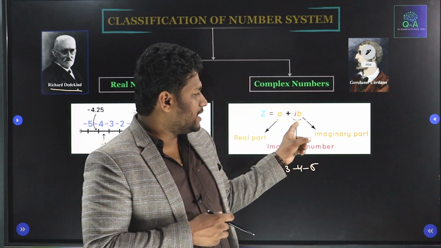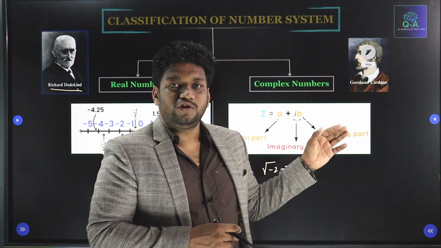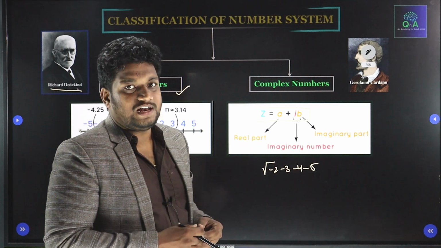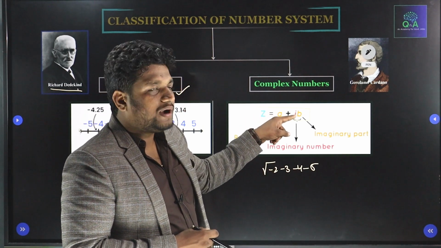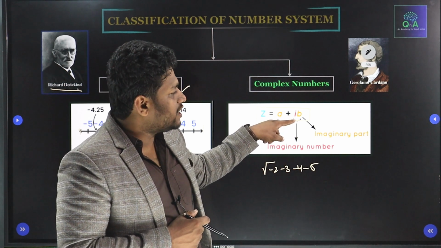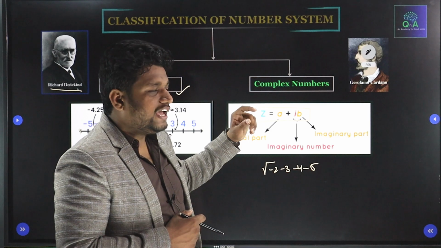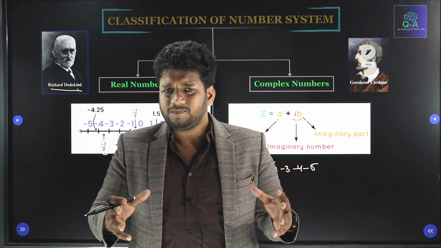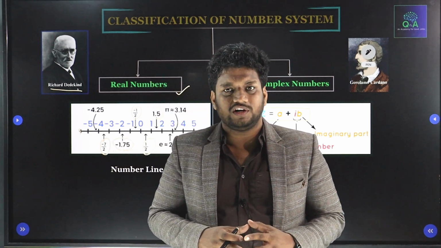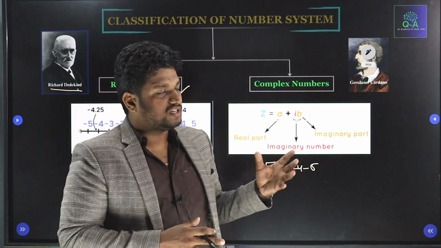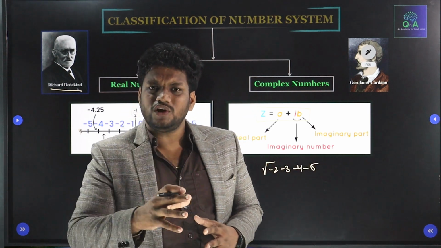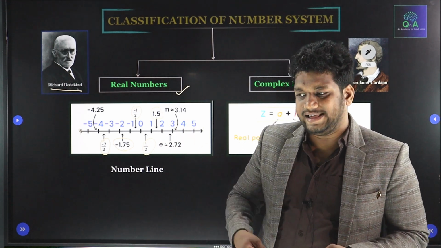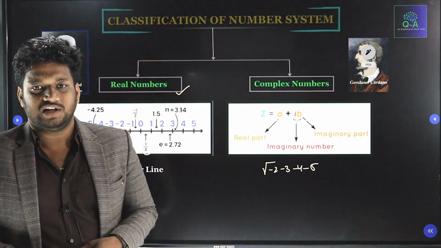If you multiply any number with an imaginary number, it becomes a complex number. Here a is the real part. If you multiply with or add to a, the complete number is a complex number. In mathematics and aptitude, we are not going to use the complex numbers part. We'll be using only the real numbers part. So we'll move into the real numbers part, and next we'll see what topics we have in real numbers.